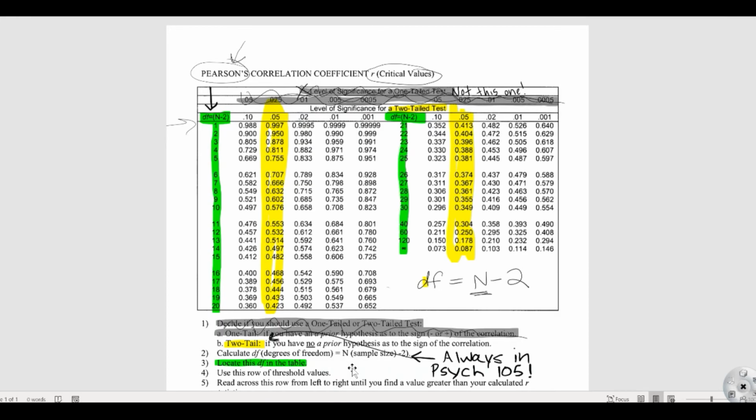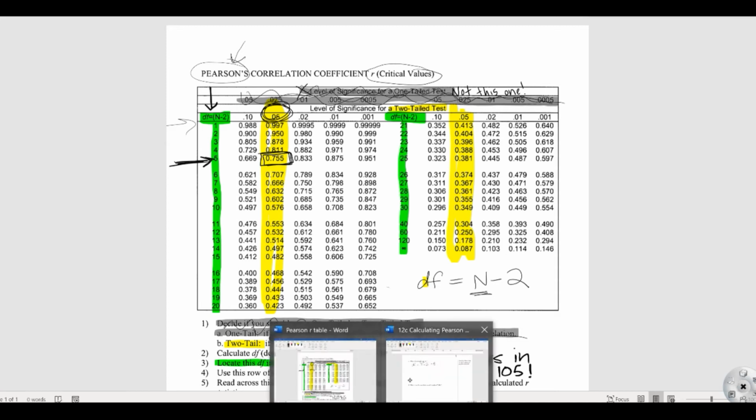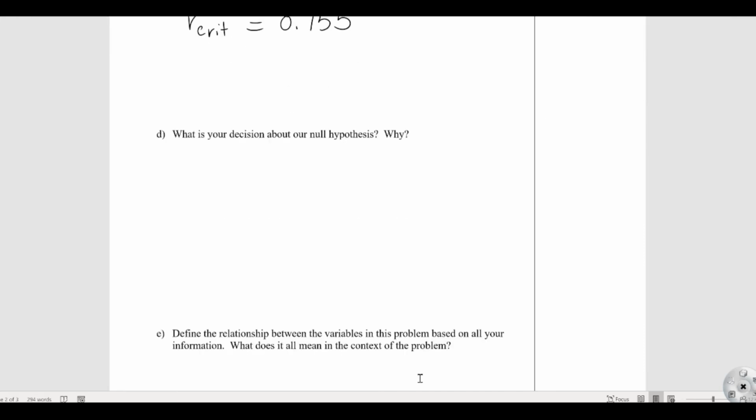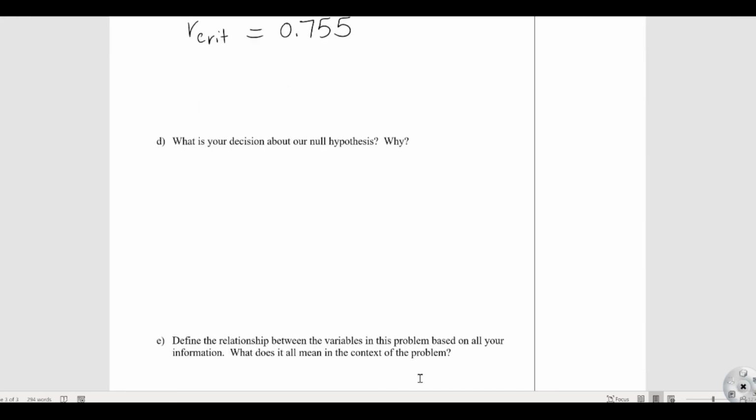So on our paper, we want to look for degrees of freedom equal to 5, which is right here. We know we're going to be looking in the 0.05 column because alpha is 0.05. That means our critical value is this guy right here, 0.755. So my critical R value equals 0.755. And finally, we get to step 5, where we get to make our decision.